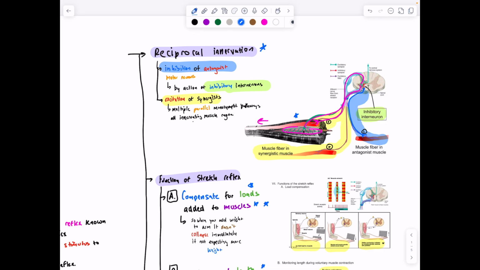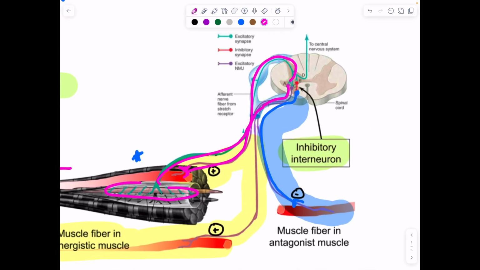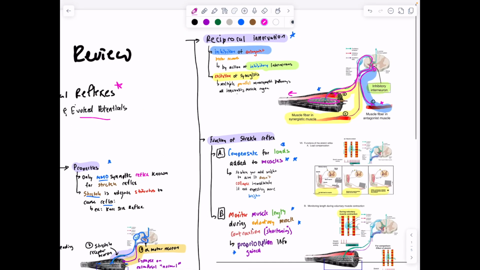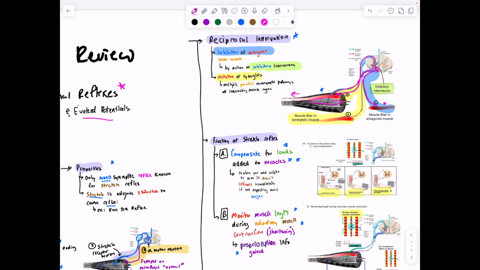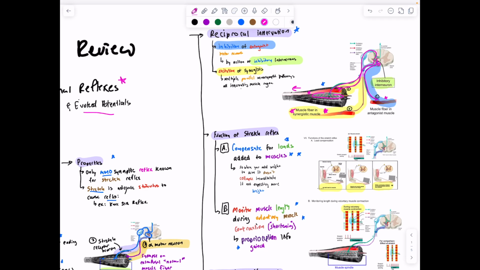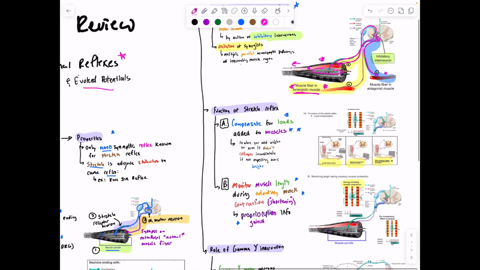So we have reciprocal innervation occurring at the same time via an interneuron that is inhibitory, and it's just going to send out an inhibitory signal on the motor neuron that is innervating the antagonist muscle. Okay, so you have reciprocal innervation going on in addition to the excitation of the original ipsilateral muscle, and then you also have excitation of muscles that are parallel to the muscle fiber that had the muscle spindle embedded next to it.